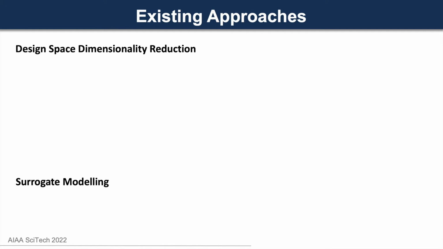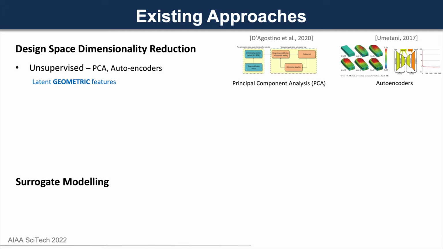There are different approaches to tackle this drawback of high dimensionality, which can be broadly classified as dimensionality reduction or surrogate modeling. In design space dimensionality reduction, unsupervised techniques such as PCA and autoencoders have been widely used. The main objective for these approaches is to extract the geometric or important features in the original design space and learn a new basis for the design space whose dimensionality is lower than the original design space.